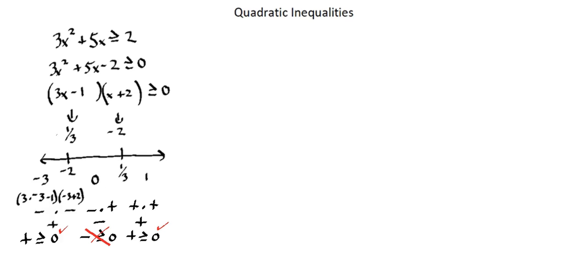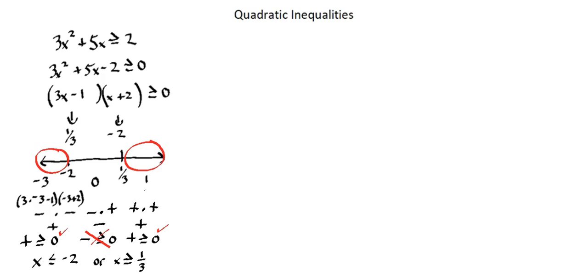So looking back up at the sign diagram, the sections that do result in a true statement are the left of -2, including -2, and the right of 1/3, including 1/3. And we can write those sections of the sign diagram as x is less than or equal to -2, or x is greater than or equal to 1/3. These are the solutions for the inequality 3x squared plus 5x is greater than or equal to 2.